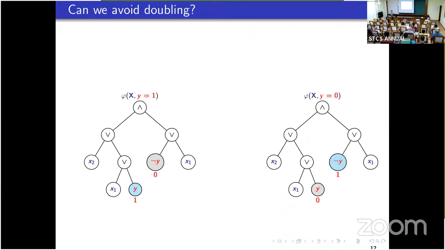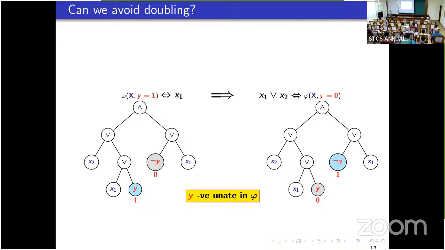So we ask, when can we do this without doubling? Here is one observation, at least for this example, and I'll show you that it's not just for this example; it actually arises quite often. If I look at the formula here, when I set Y to 1, it turns out to be x1. And when I set Y to 0, it turns out to be x1 or x2. And x1 logically implies x1 or x2, which means that the formula with Y set to 1 logically implies the formula with Y set to 0.